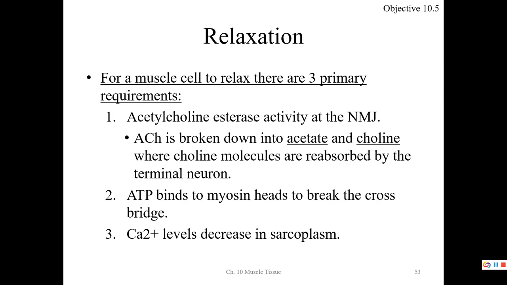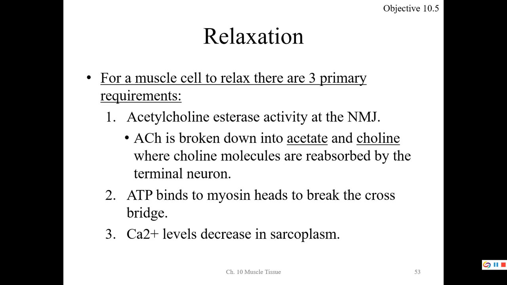Starvation level. Okay. Now, relaxation, there are three things. Acetylcholinesterase is going to break down acetylcholine at the neuromuscular junction. When it does, it breaks it down into two chemicals, acetate and choline. Now, the choline gets reabsorbed and the acetate just floats away.